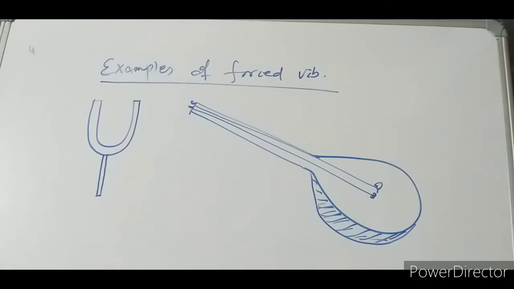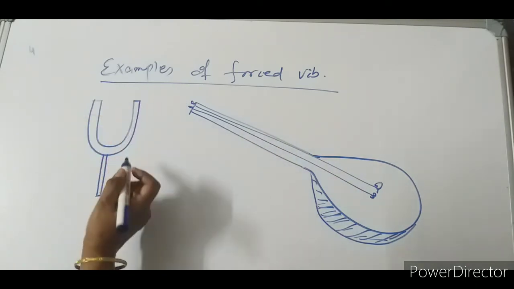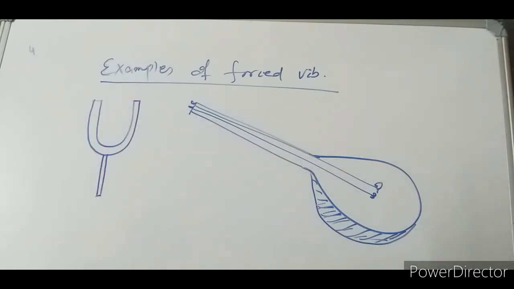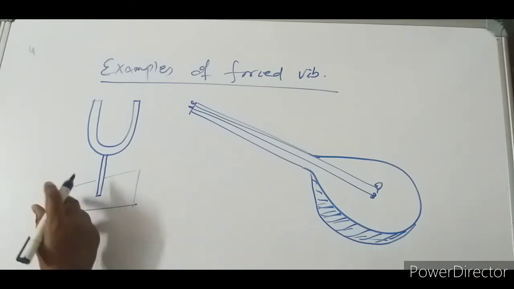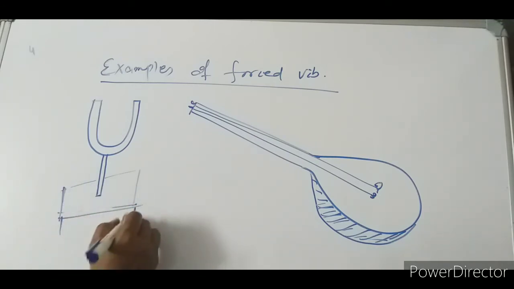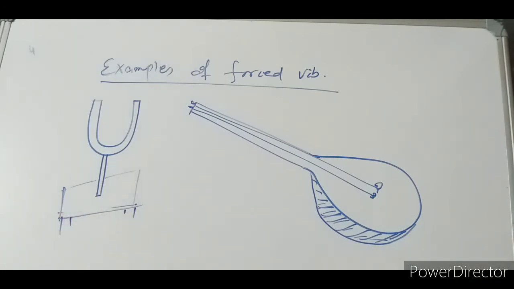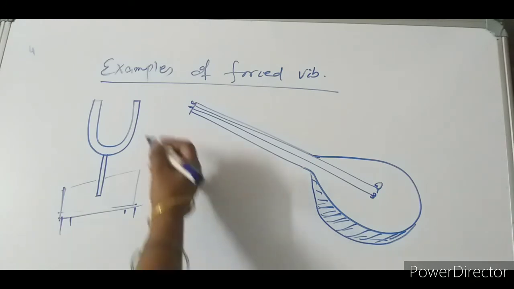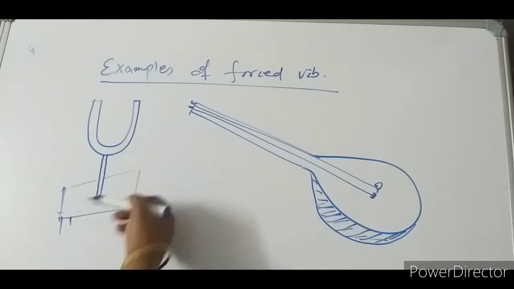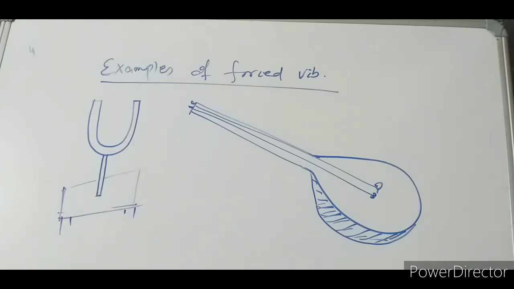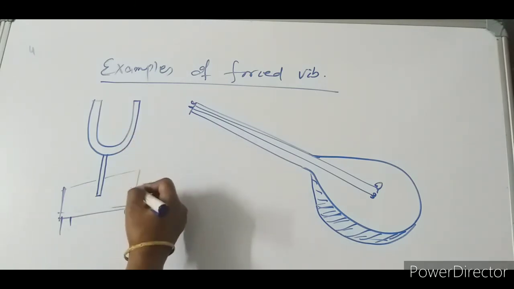Now let us see some examples of forced vibration. So this one is the tuning fork. If I strike the tuning fork on a hard surface, it will start oscillating, and I will keep this tuning fork on the tabletop. Then I will find that the tabletop is vibrating. What made it vibrate? Whatever frequency with which the fork is vibrating, it will force the tabletop to vibrate.